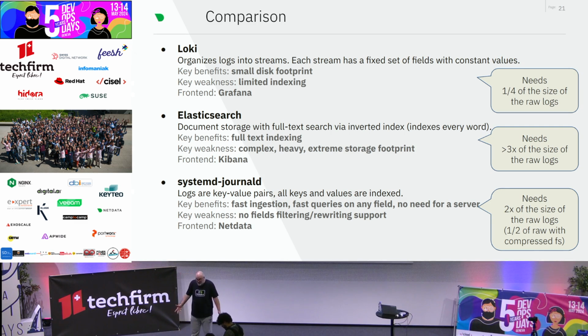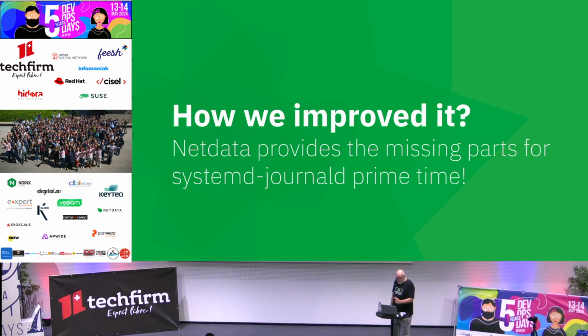The key weakness with systemd journal is that there are no rewriting rules. In all the other solutions, you have a mechanism there to actually process fields, rename them, rewrite them. In systemd journal, there is no such thing, at least from systemd, because we created one. So how did we improve it?